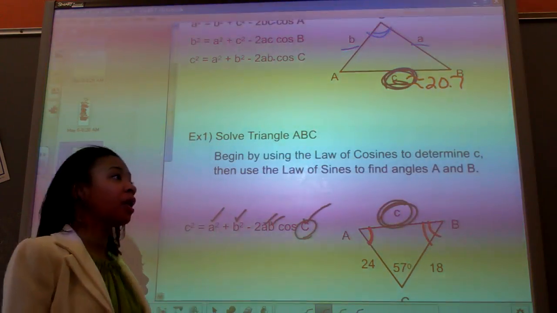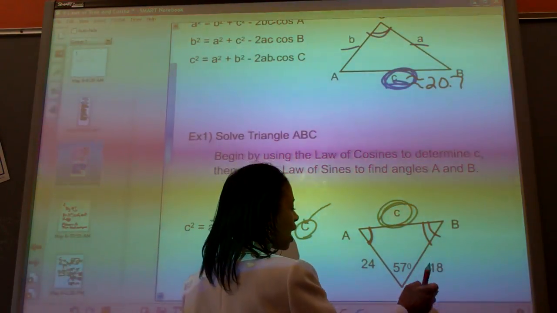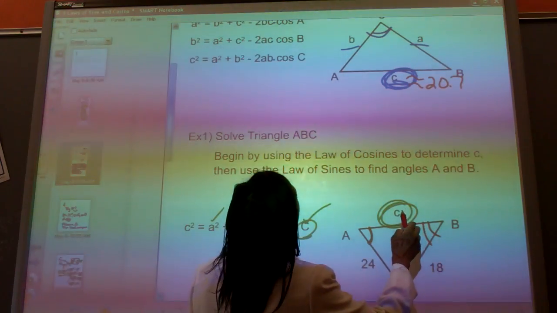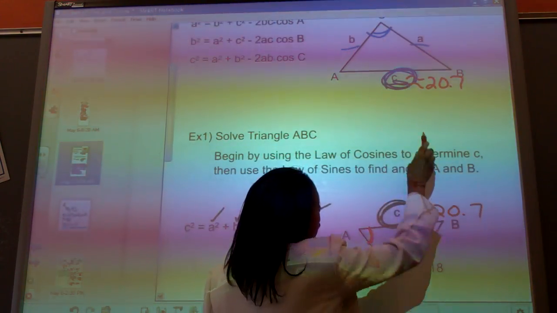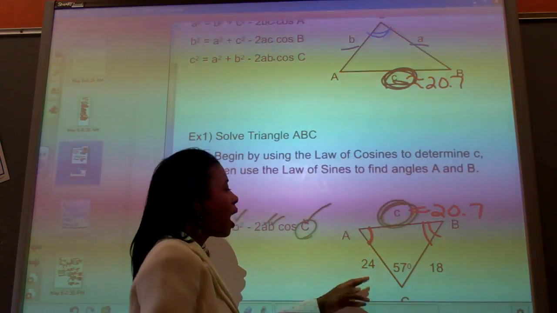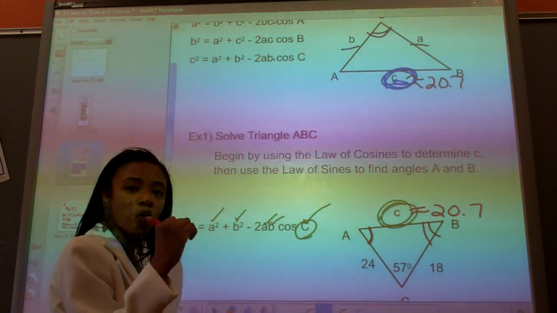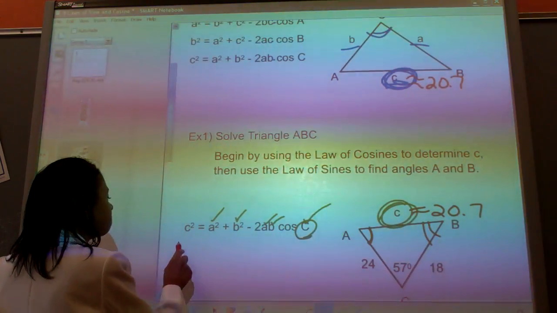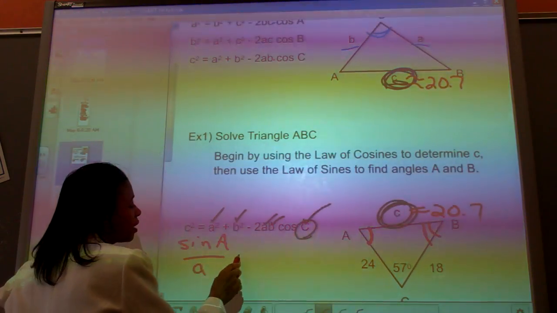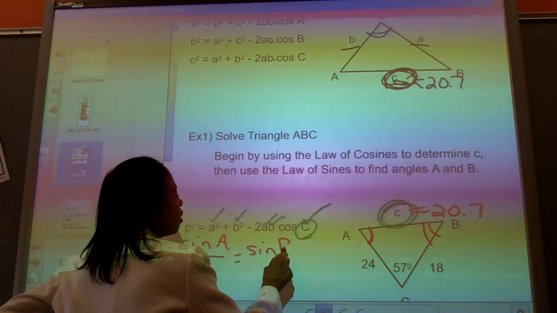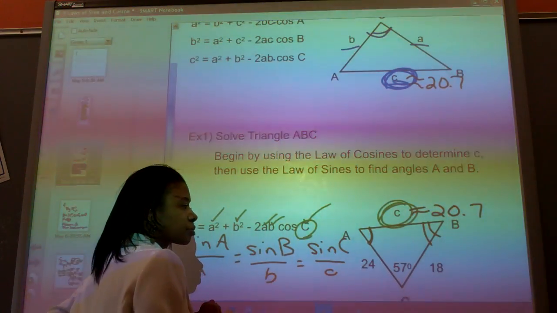To find these particular angles, now we go back to, because we have all three sides. Did I put this in? I did put this in the wrong place. Side C is approximately 20.7, since I wrote it up here from the last example. I have all three sides and one angle. That means now I can go back to that old stuff we learned from the sine. Talking about the law of sines, sine A over A equals sine B over B equals sine C over C.